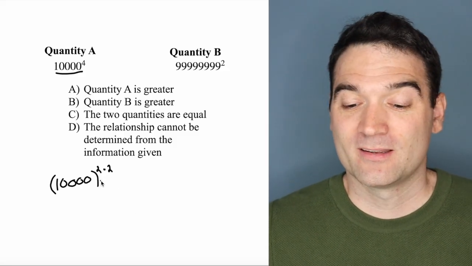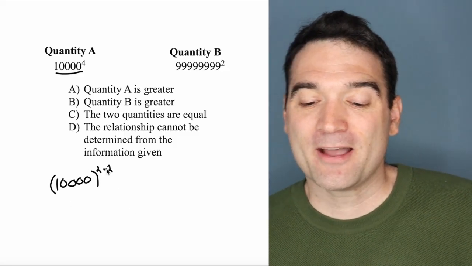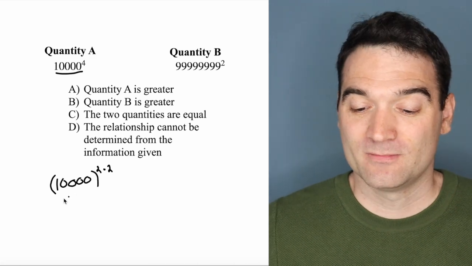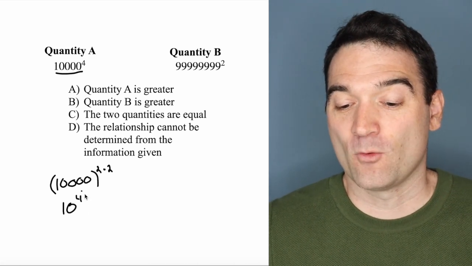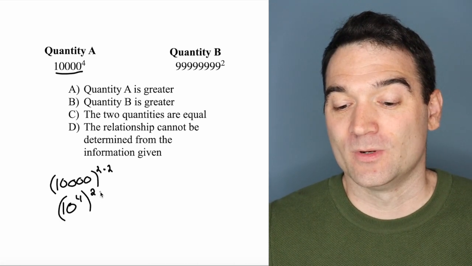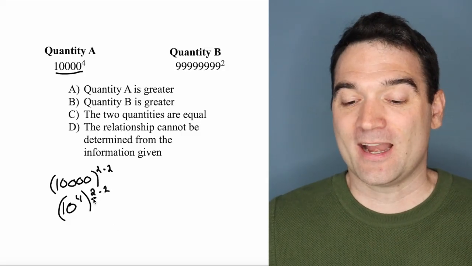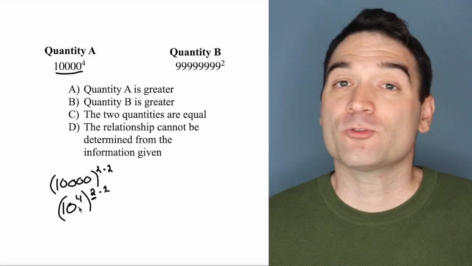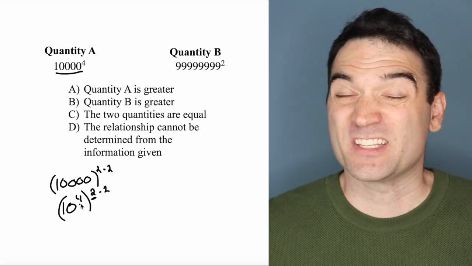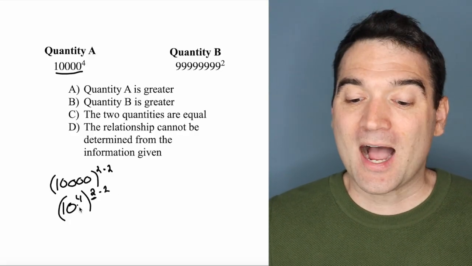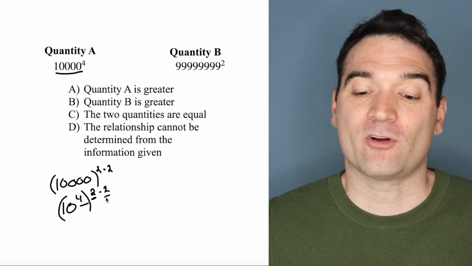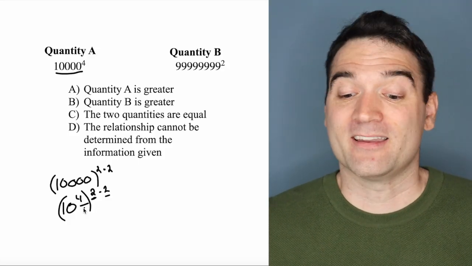Everyone with me on that? So 10,000 to the power of 2 times 2, I could even simplify this and say 10 to the 4 to the power of 2 times 2, means that I can take this exponent right here and multiply it in. Because remember, the rule with raising powers to powers is it's all multiplication. So I could group these however I want. I could multiply them all together and make it 10 to the 16.